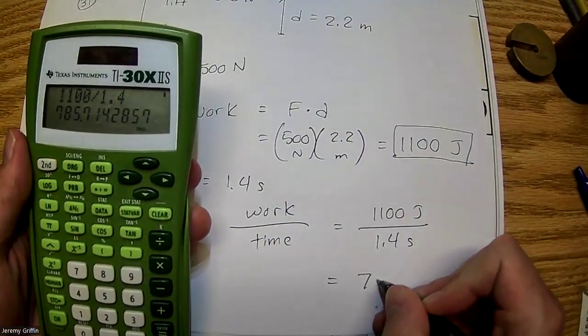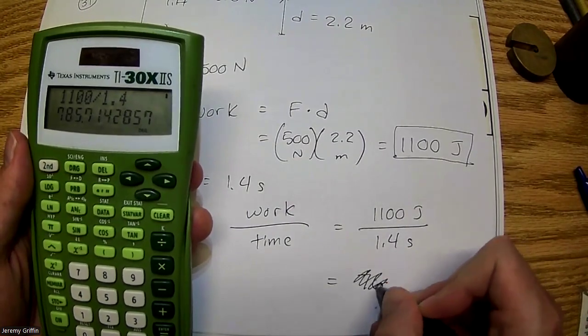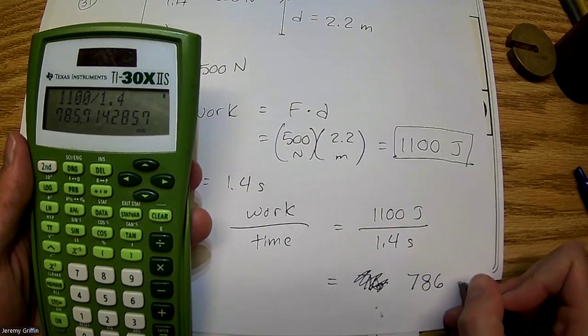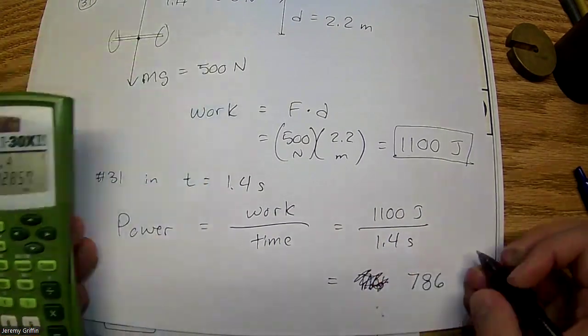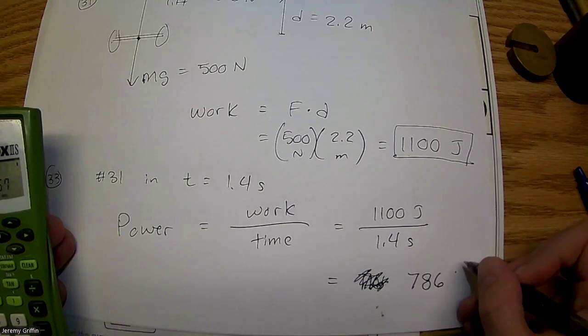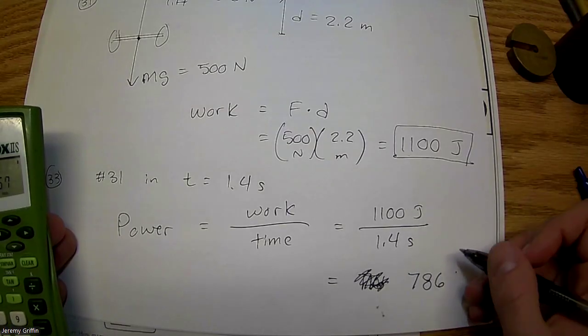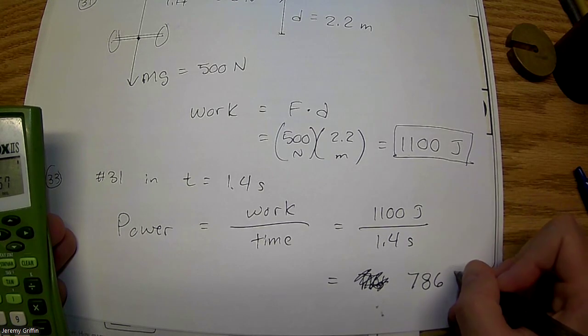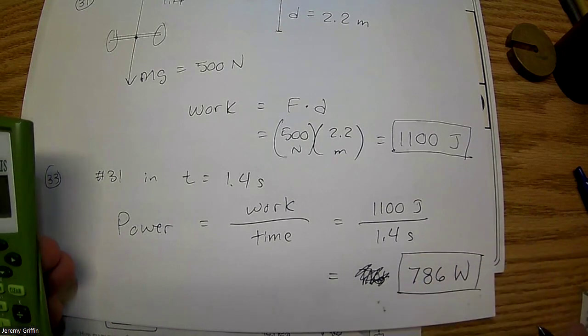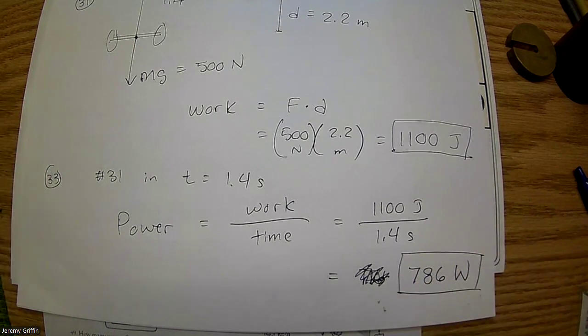That's 700 and 700, 785.7. Can I round that to 786? Yeah. And 786 what? What's the unit? What's joules per second? Watts. Yeah, watts. Power can be measured in watts, right? Right. It's like a rate of transfer of energy.